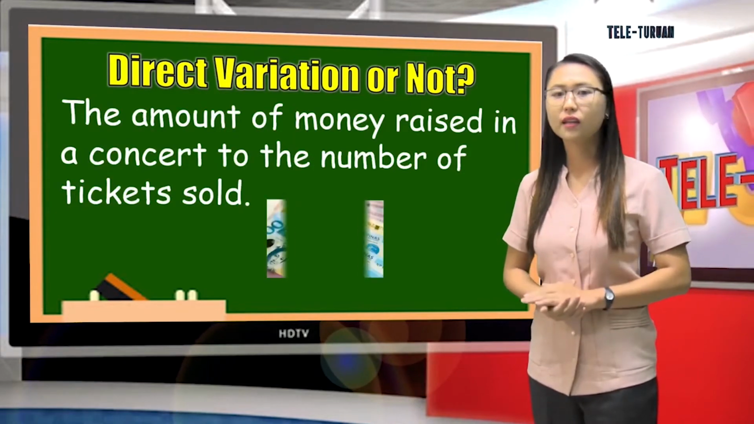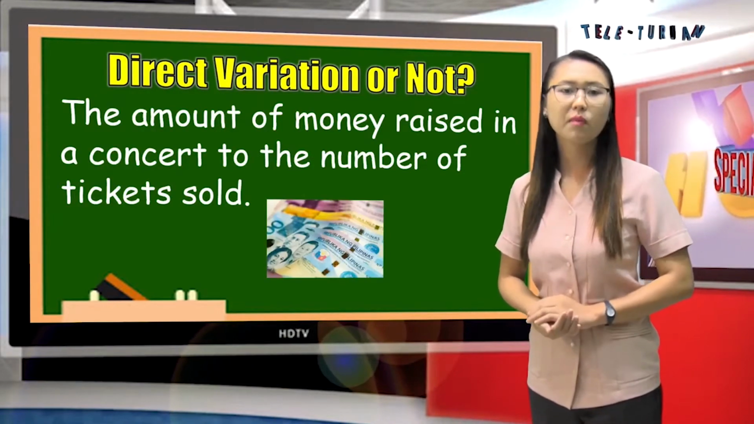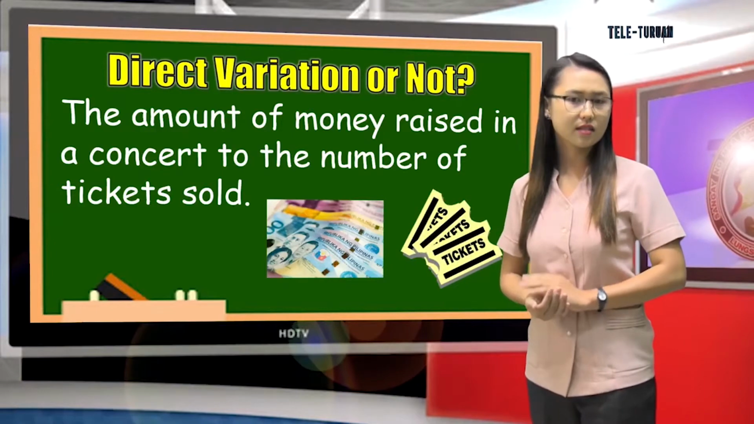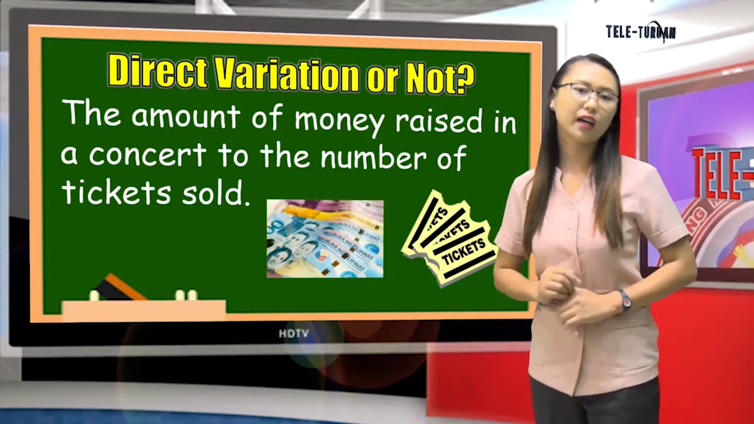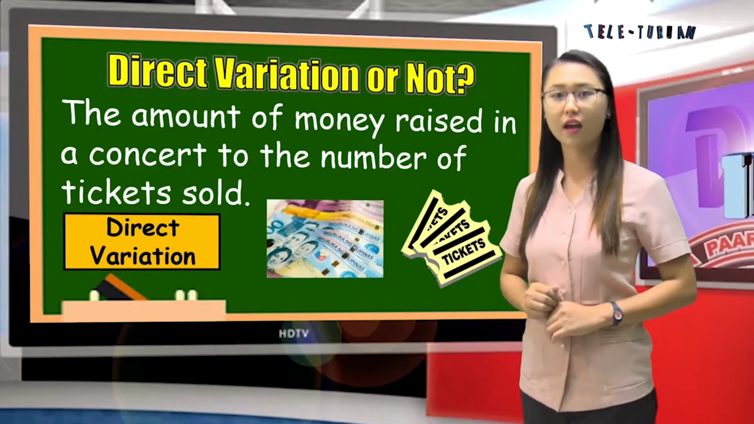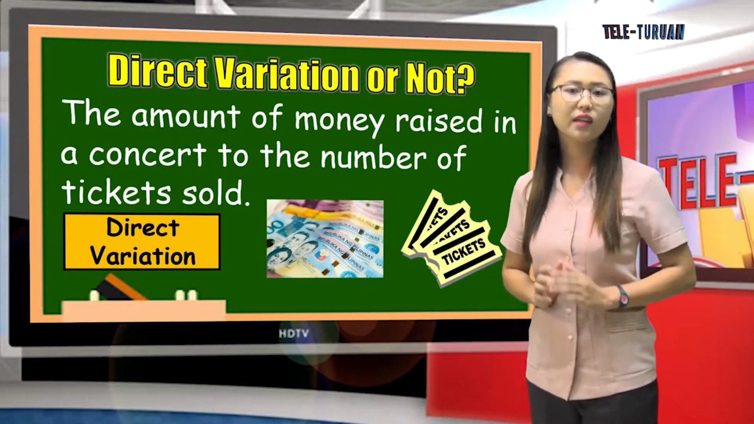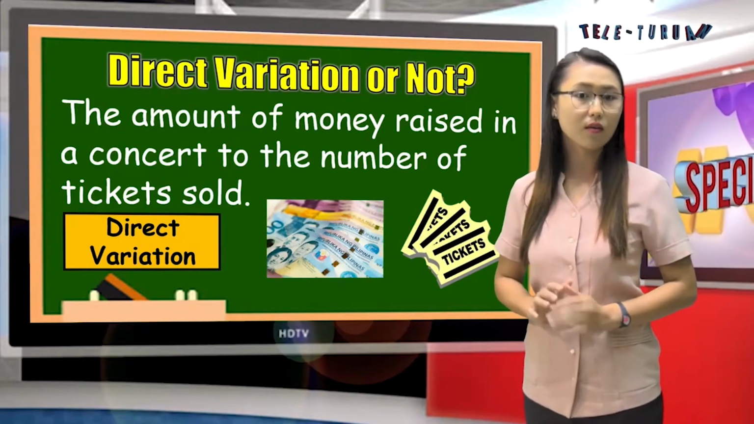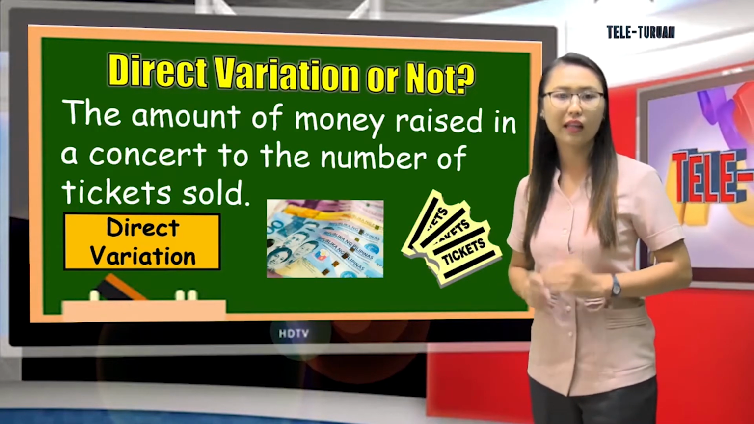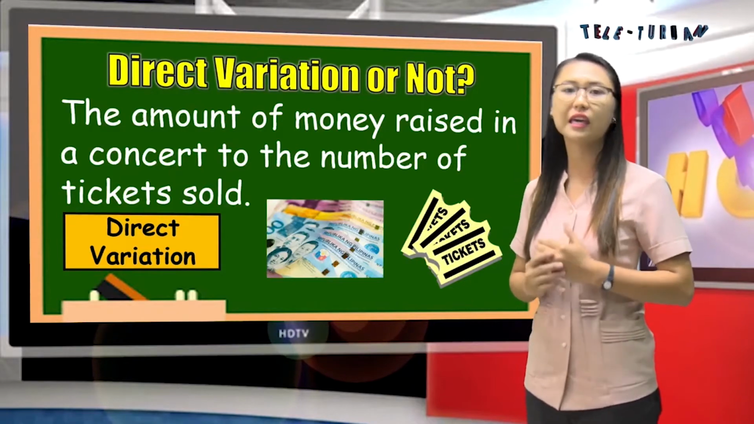The amount of money raised in a concert to the number of tickets sold. Is this direct variation or not? Correct. This statement shows direct variation because the more tickets sold, the more money will be raised in a concert, or the fewer tickets sold, the less money will be raised in a concert.